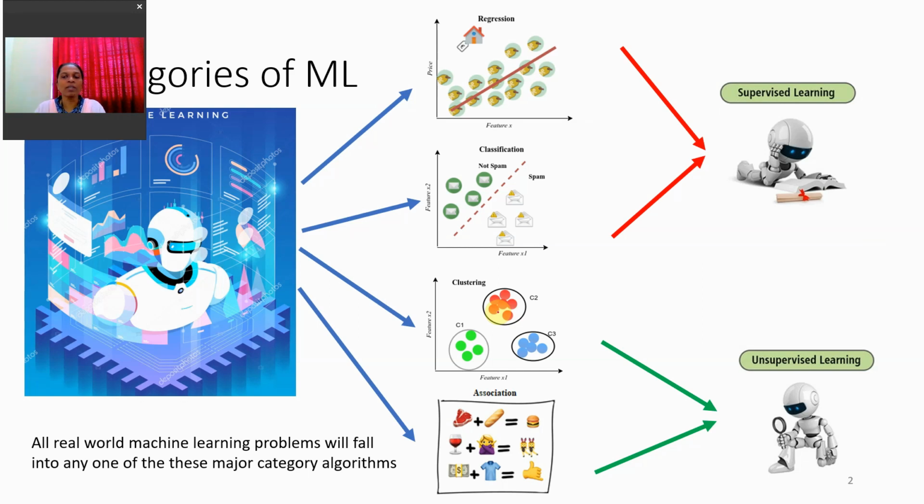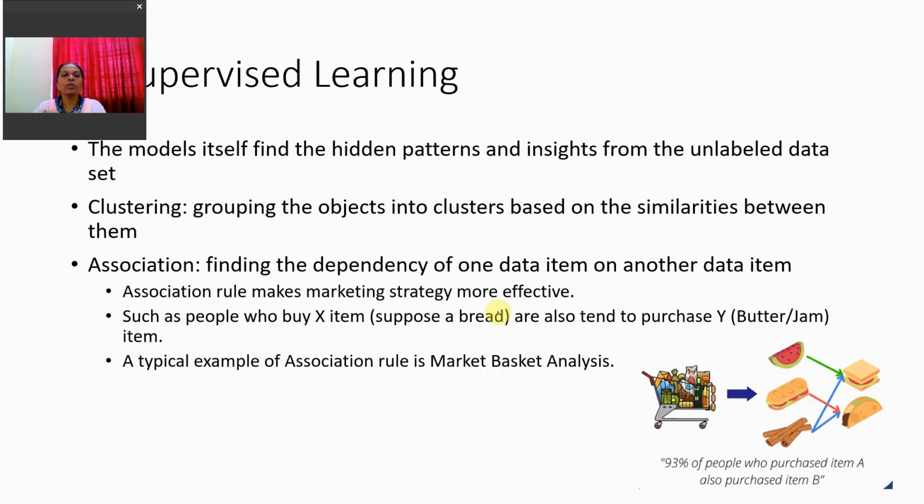And now association comes under the topic of unsupervised learning. So you know what unsupervised learning is. During unsupervised learning, the model itself tries to discover some patterns and derive some insights through the unlabeled data. Unsupervised learning can be categorized into clustering and association. Clustering represents grouping of objects based on some similar property, and association is mainly used to find the dependency of one data item on another.